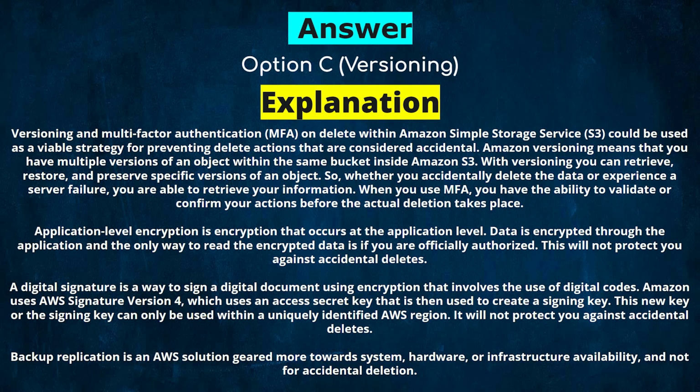Versioning means that you have multiple versions of an object within the same bucket inside Amazon S3. With versioning, you can retrieve, restore, and preserve specific versions of an object. So, whether you accidentally delete the data or experience a server failure, you are able to retrieve your information. When you use MFA, you have the ability to validate or confirm your actions before the actual deletion takes place.